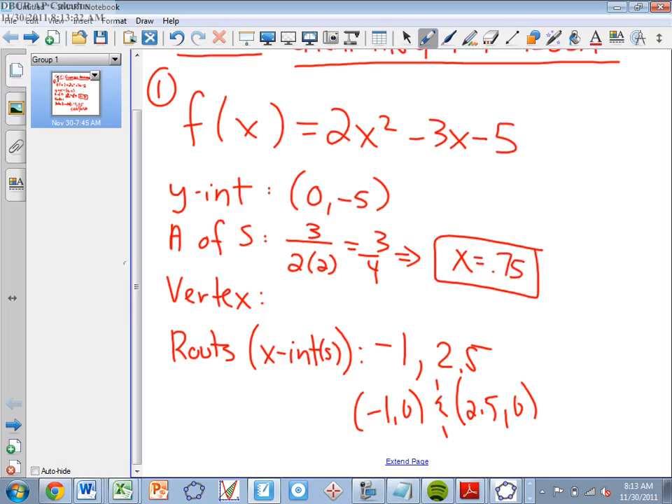Okay? Again, what kind of a line is the axis of symmetry? How could you describe it? Vertical. The word we're looking for is vertical. The axis of symmetry is a vertical line. Vertical lines always go by the equation x equals some number. Horizontal lines are y equals some number. So here is my actual equation of the vertical line.